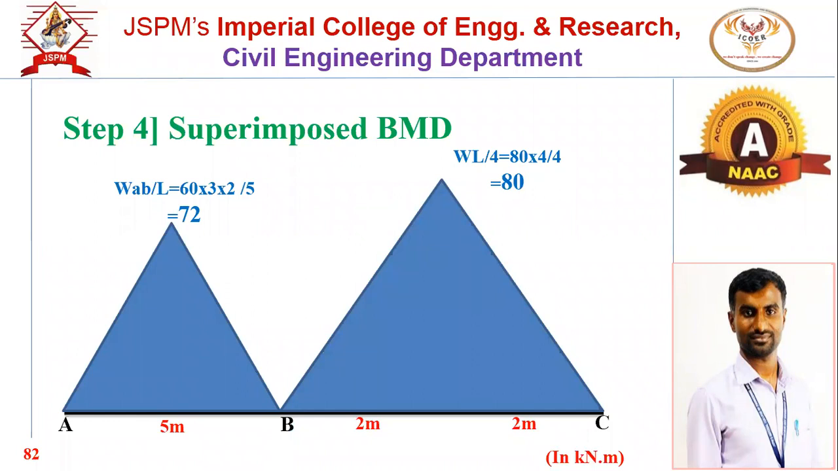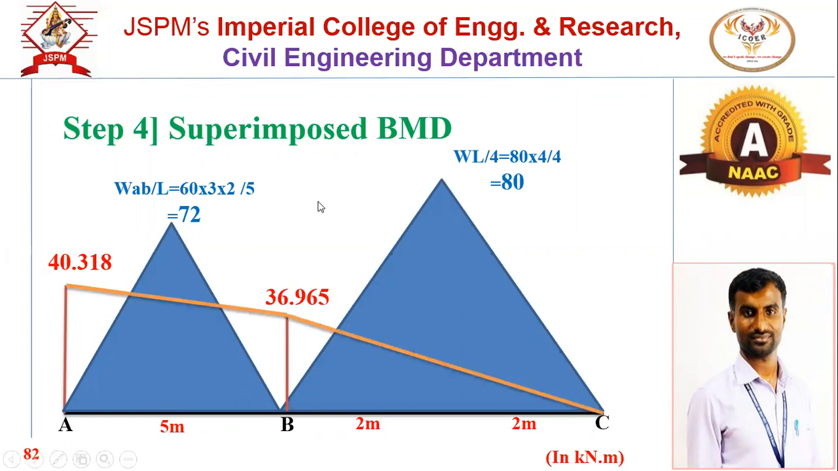MAB, the final moment at A that we have calculated, is 40.318. For B, moments are always marked above the reference line. At B the equal and opposite moment is marked above the reference line, and that is 36.965. At joint C, as it is the end support and simple, the moment will be 0. Join with an inclined straight line for AB as well as BC. This is the superimposed BMD.